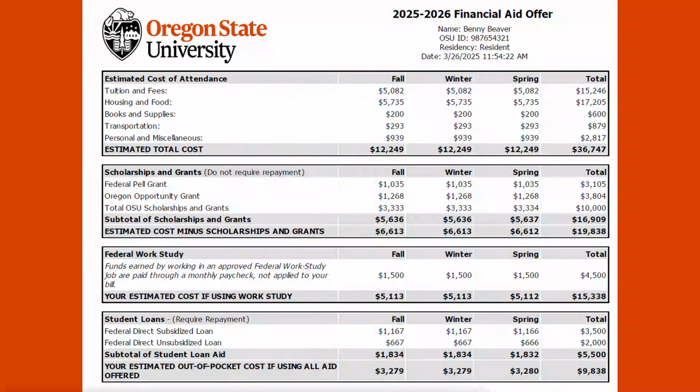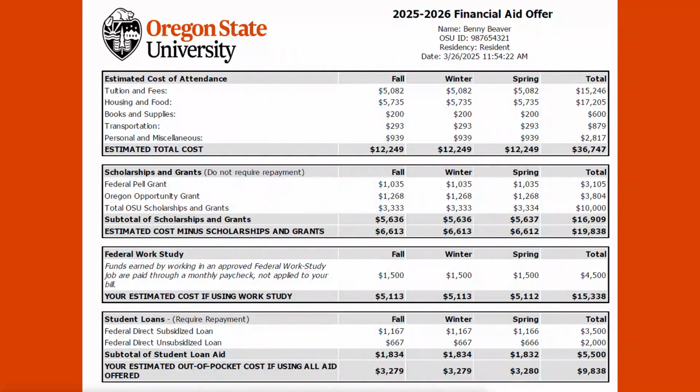You'll see at the very top of your aid offer here, we've got an example for Benny the Beaver. We've got Benny's demographic information there. Yours will of course be personalized to yourself, but we have your name, your OSU ID number, your residency status, and the date of when your aid offer was created. Down below that, in these first sections, is where you most likely spend the majority of your time when reviewing your aid offer.